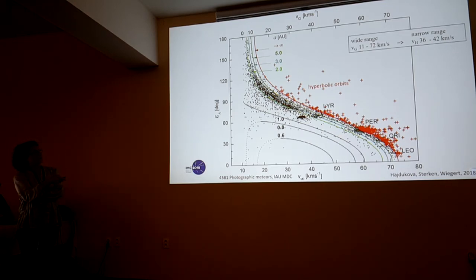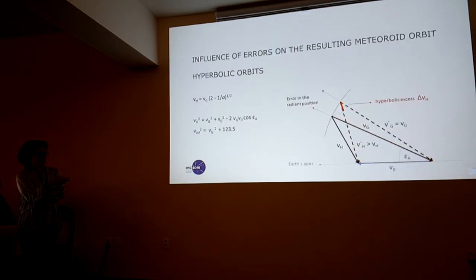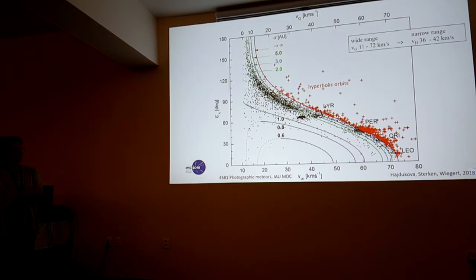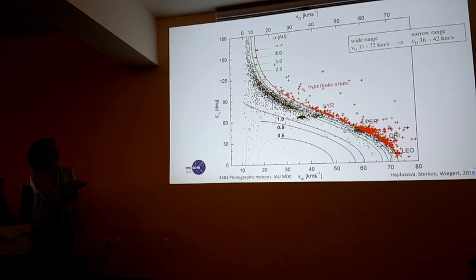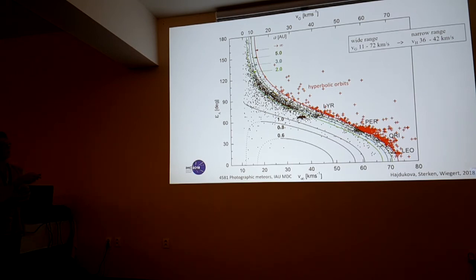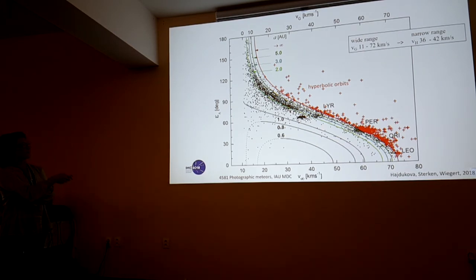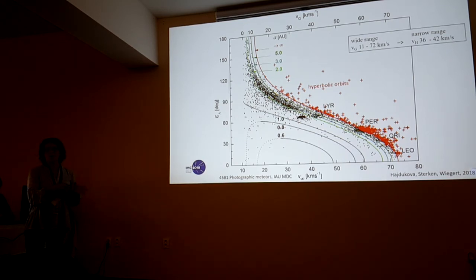It's important to notice that the quite wide range of geocentric velocities ultimately gives a relatively narrow range of heliocentric velocities. These values are for the meteoroids with aphelia between the main belt of asteroids and infinity, yes? So you can see that the influence is really strong.